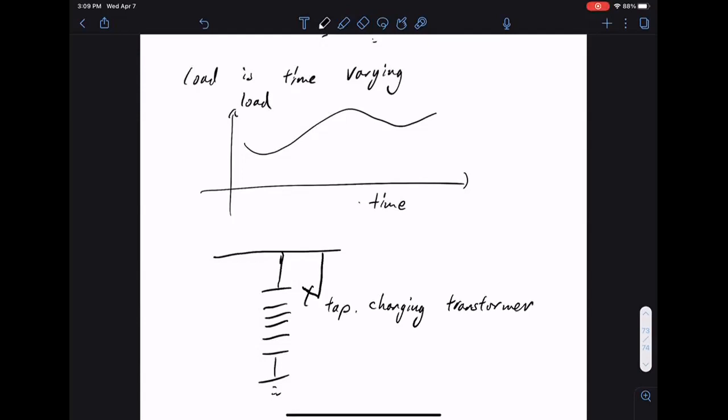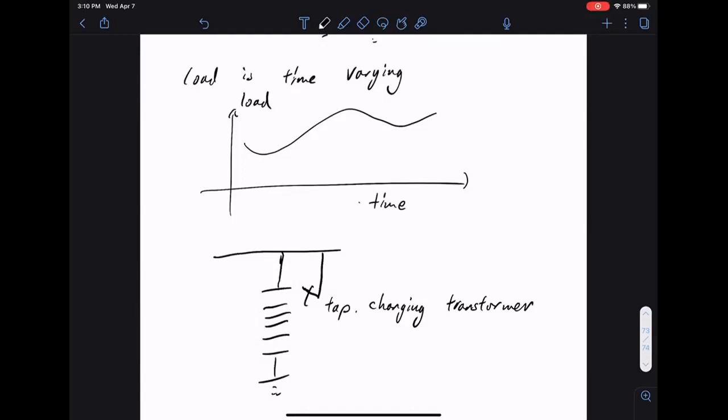What this does is, by changing which one it connects to, it will change the capacitance. So there's a switch and there's a mechanical arm that moves across these different capacitances, and you pick out the right one. Any questions so far? Okay, so this is our tap changing transformer.